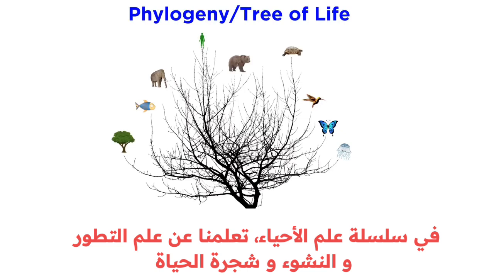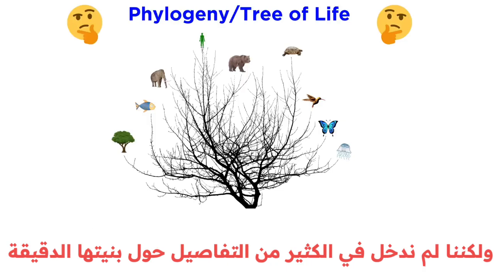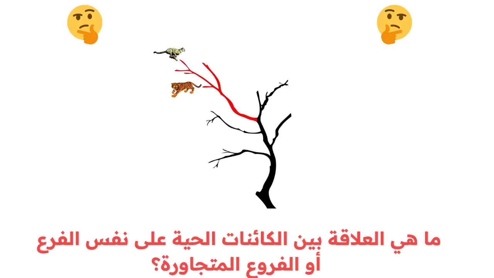In the biology series, we learned about phylogeny and the tree of life. This is the construct that allows us to describe the relatedness of every living organism in an evolutionary context. But we didn't go into much detail about its precise structure. What is implied by a branch?